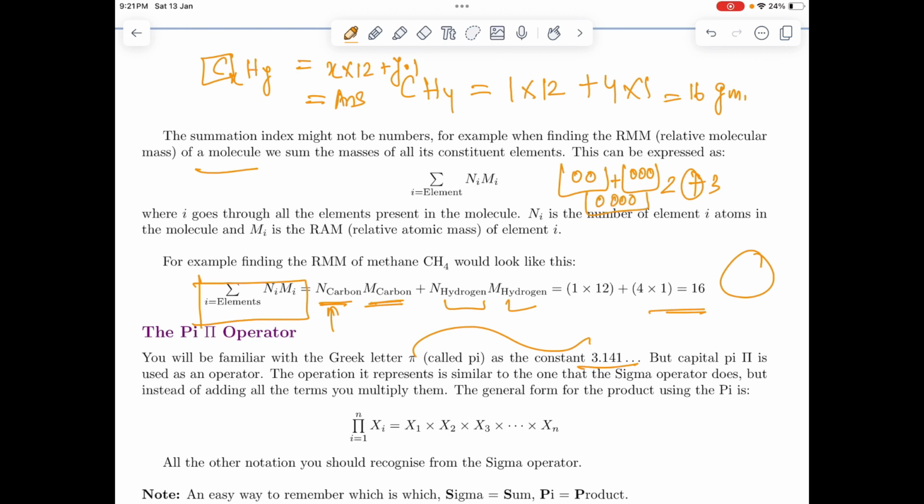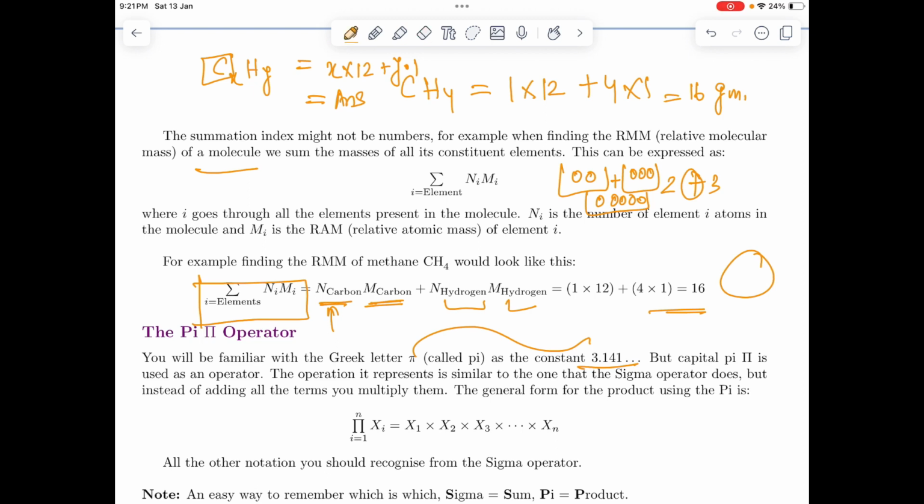And this plus, when it operates on these 2 baskets, basically makes a new basket of 5 apples. So in that sense, we call it an operator. So what is the pi operator? It's the same as sigma. Instead of summation, now every time you are just multiplying.